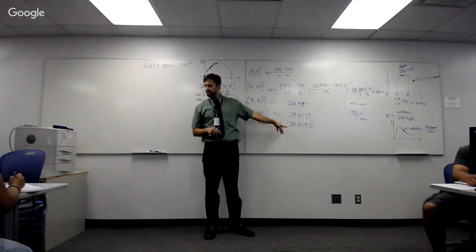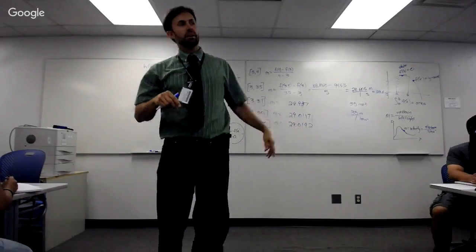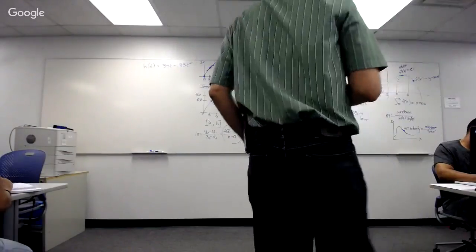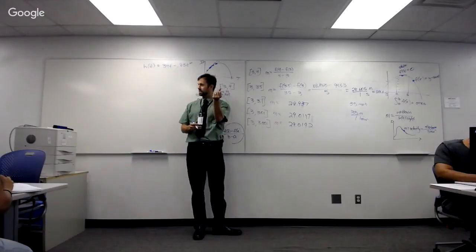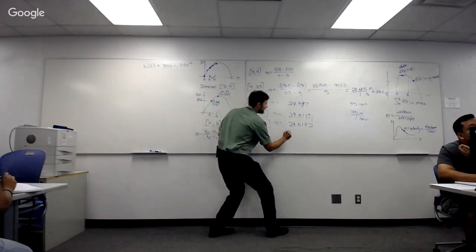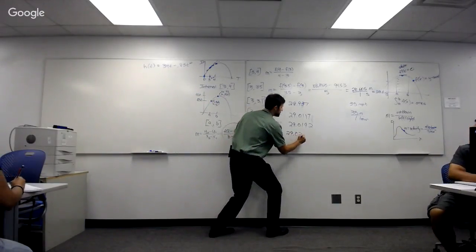And the question at the very bottom of your page, what was it? What do you predict is the instantaneous velocity? So what do you think? Just as a prediction, how fast was the arrow going at time equals 3? 29.02. Yeah, maybe 29.02. That's a very reasonable guess.